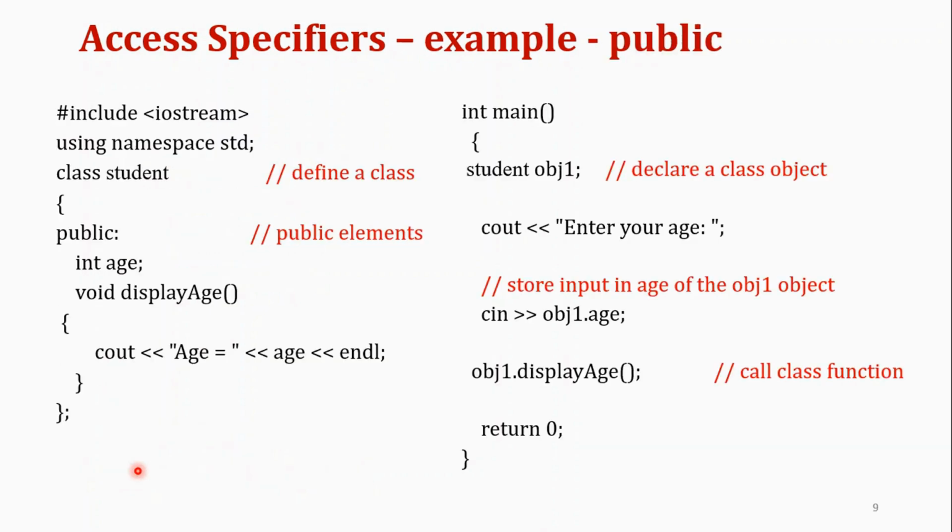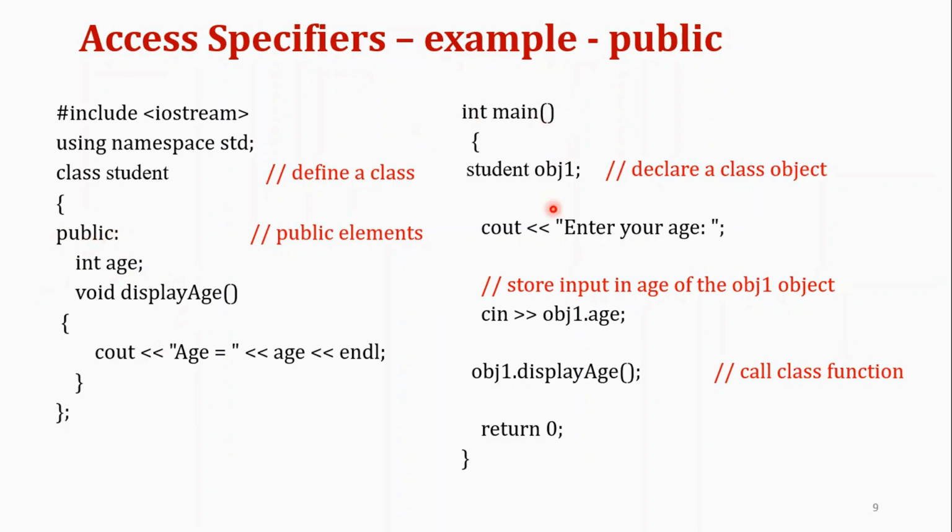And a simple example by using a student class, how the public members will work. So my class name is student. I'm defining the class. This is the end of the class. Inside the class, I'm having integer age as the member data, and display age as the member function. Both are in a public access mode, so outside the class, it is allowed to access. Both data and function are public access mode.